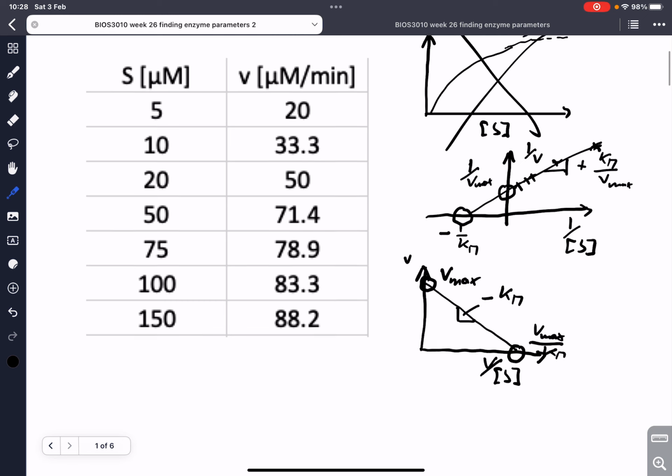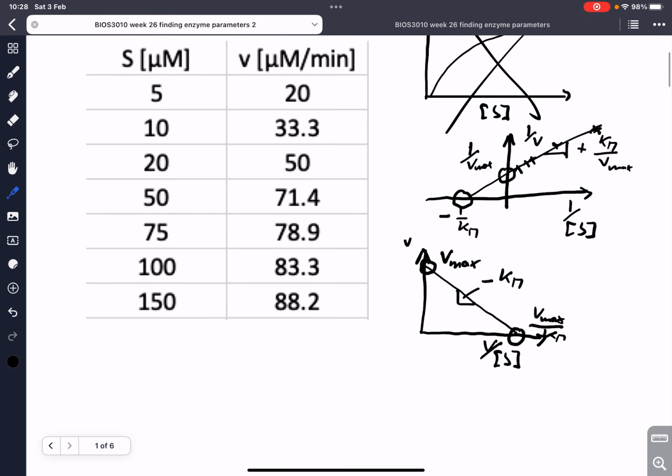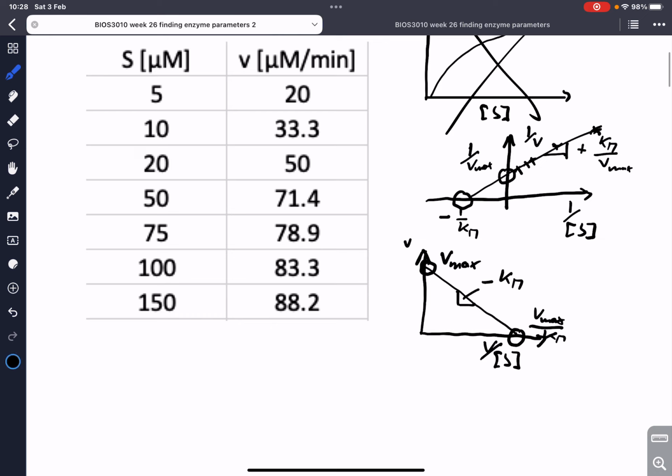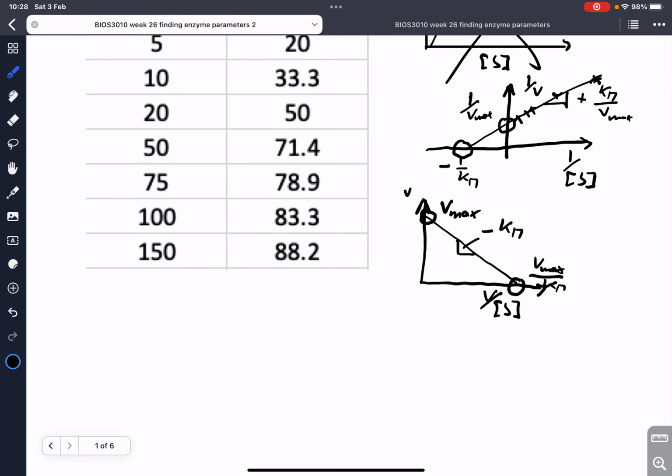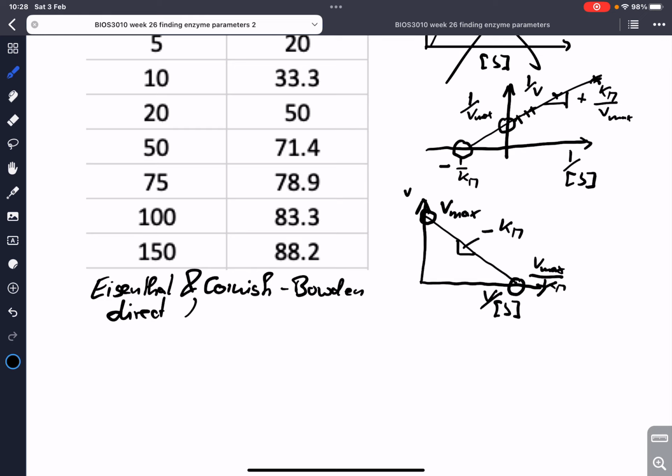So the question is, can we do something slightly better? And in fact, there is an answer to that, and that was developed by Eisenthal and Cornish-Bowden. They developed what is called an Eisenthal Cornish-Bowden plot or direct linear plot. Now, how does that work?